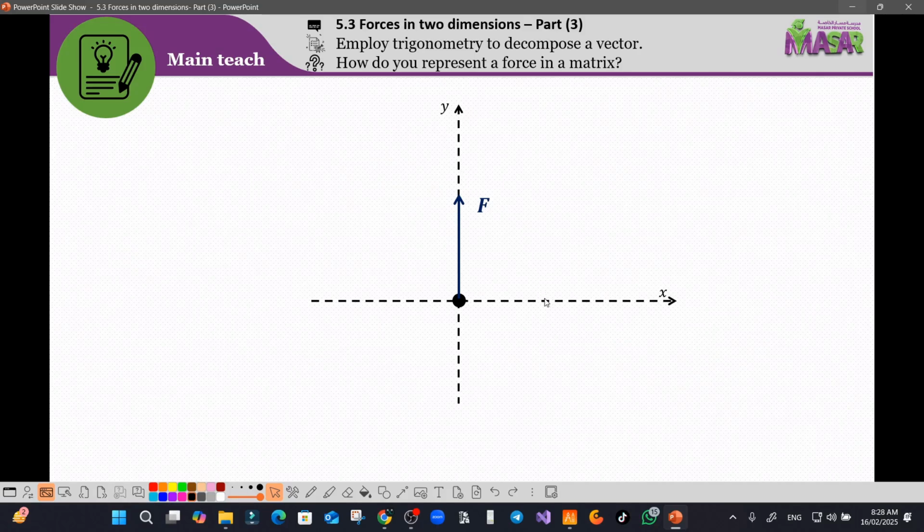Then here, F x or F h is 0 and the only component is F y or F v. On the other hand, if F is perfectly aligned with the x-axis, which means F is horizontal, then there is no y component for this force, and the only component here is F x or F h.